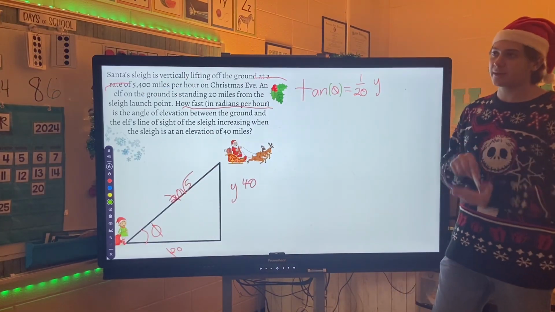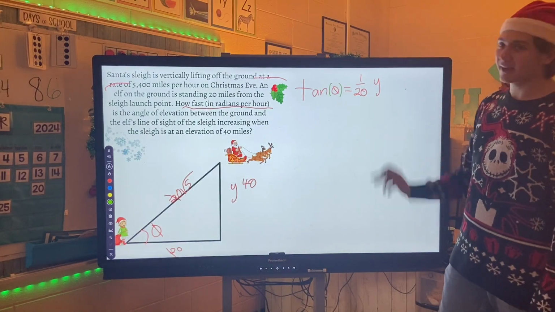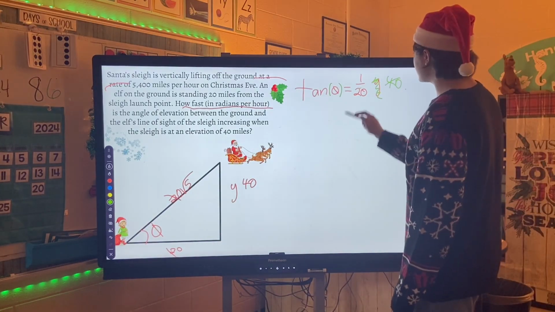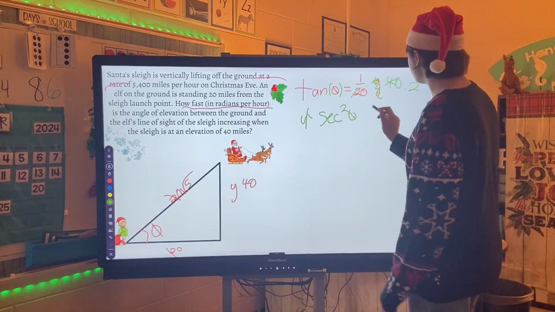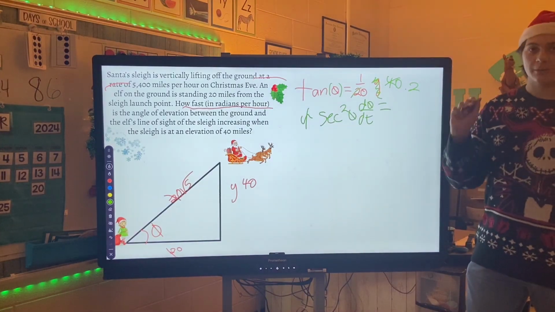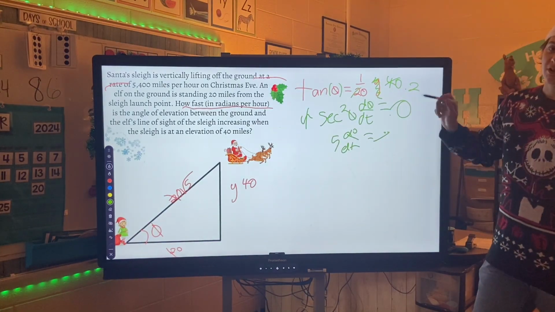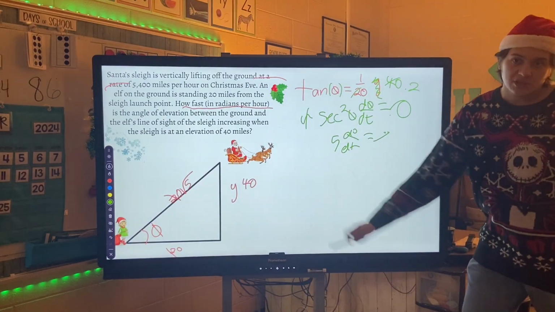But I messed up with this originally. I plugged in y at the very start. Simplify this and get that the right side is just equal to 2. Derive both sides once again. Keep that chain. Derivative of a constant is 0. Because when you plug in 40 at the very start, you're saying that x is not changing, y is not changing.